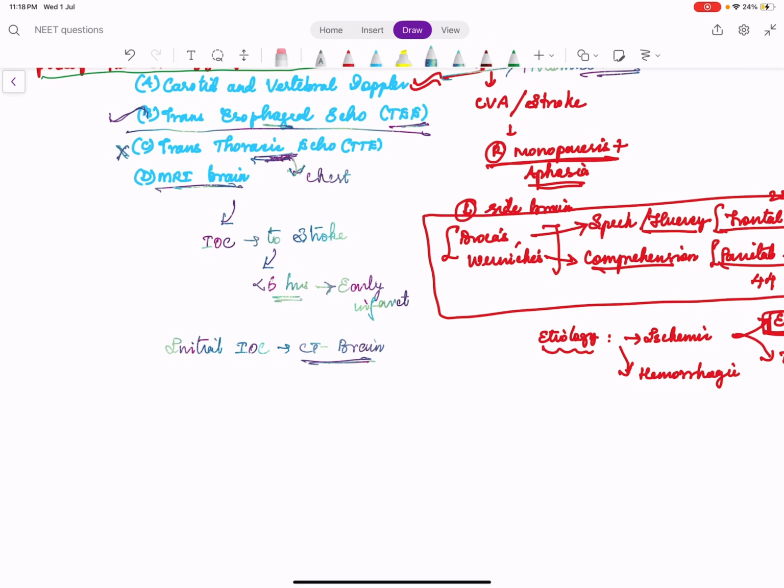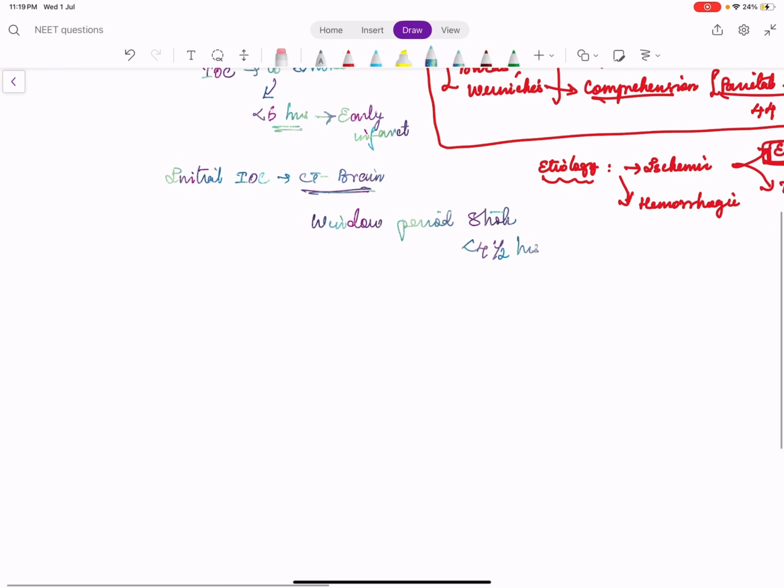Basically, if you do a CT brain and it does not show a hemorrhage, we can treat it as an ischemic stroke. That is what guidelines say. Plus, MRA brain is time consuming, it takes around 1 hour, whereas CT brain is a rapid test, it takes only 5 minutes. So when the patient comes in the window period of stroke, which is less than the 4.5 hour time limit, you should not waste time because time is brain. In that case, the initial investigation of choice is obviously CT brain.